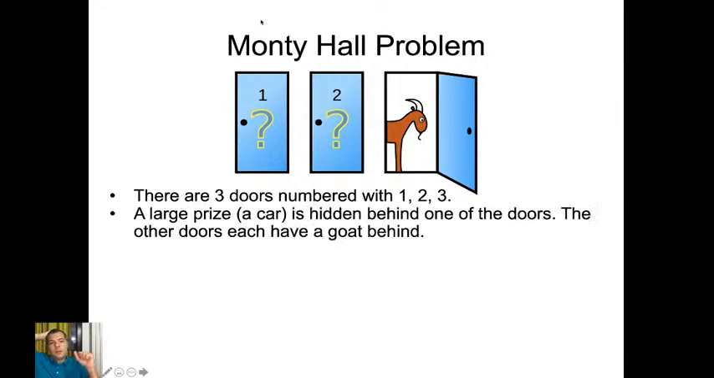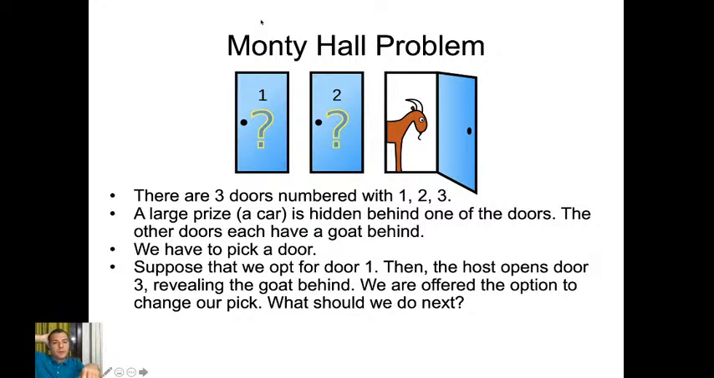So for example, we pick a door. For example, we opt for door number 1. Okay, so this is our choice. And then what happens is that the host opens one of the other 2 doors, revealing the goats.